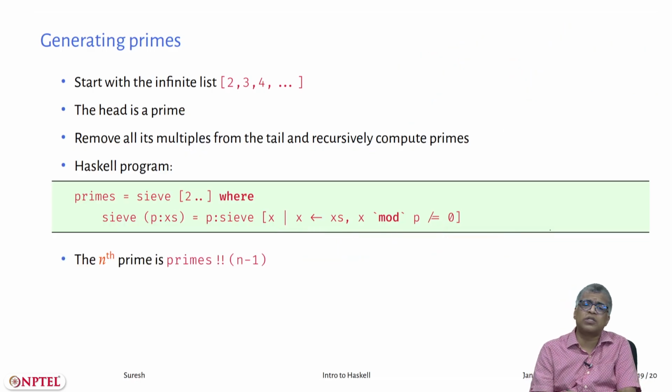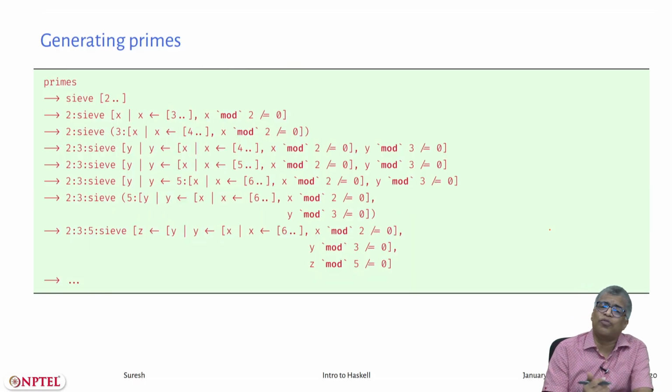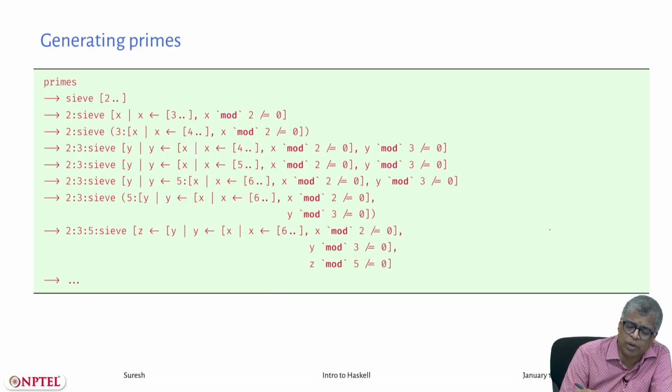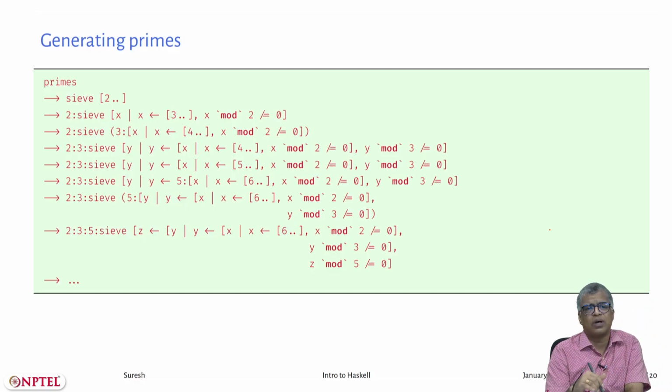So the nth prime is primes bang bang n minus 1. That's what you want. The first 100 primes are take 100 primes. That's it. Primes is one infinite list of all primes. If you want to follow how this is computed, I have left a slide here. I will put it up in the material that we upload along with the videos. You can follow it and try to understand what is happening, but this is just an extension of the principle that I have mentioned earlier.